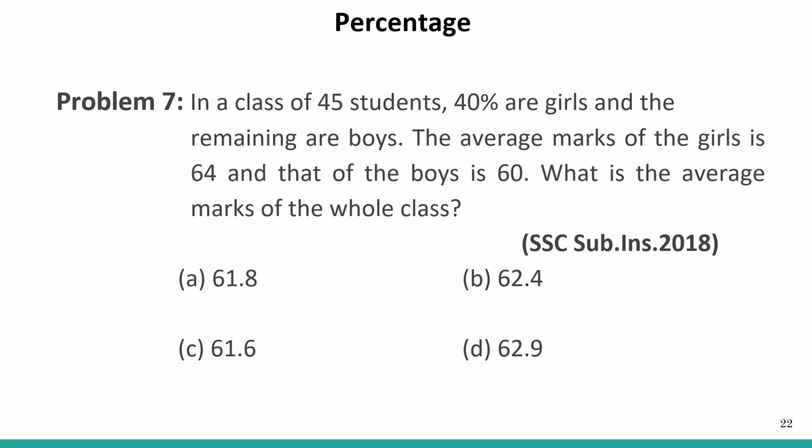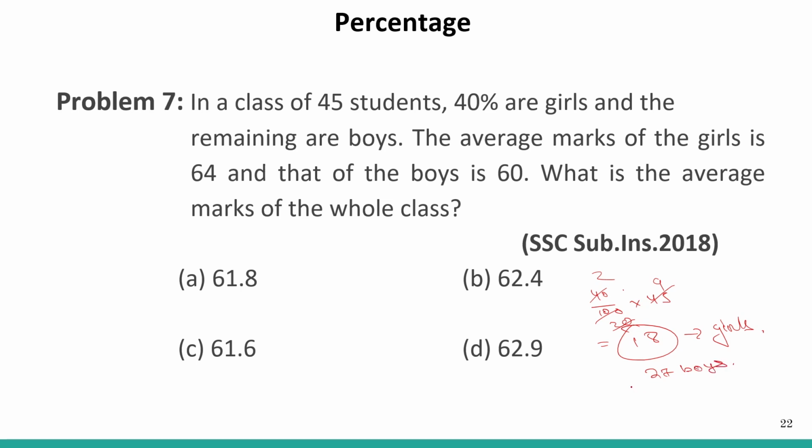Okay. So in a class of 45 students, 40% are girls. So what? 40 by 100 into 45. We want to know the number of girls. So that is 20 and this is 9. So 18 girls in this class. Okay, the remaining are boys. So how many boys are there? There are 27 boys. Okay.